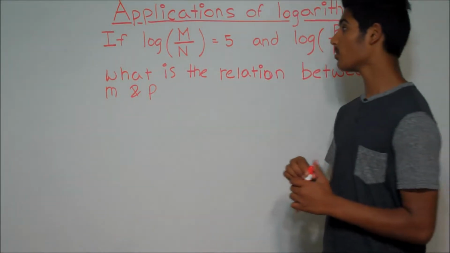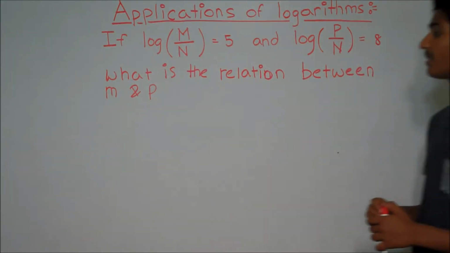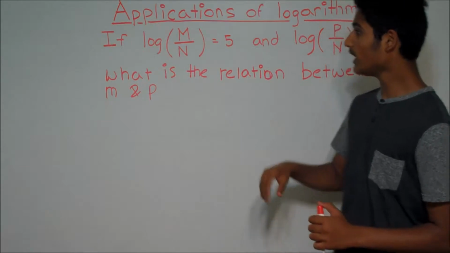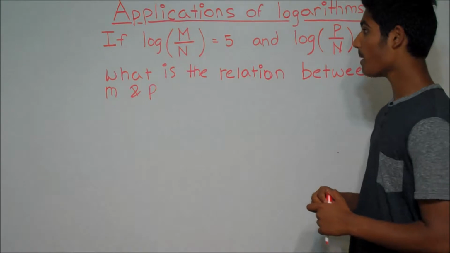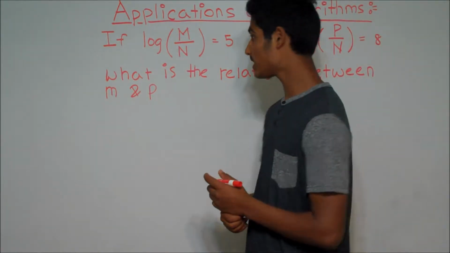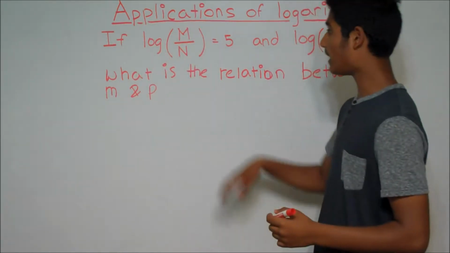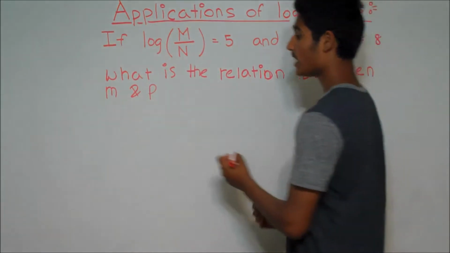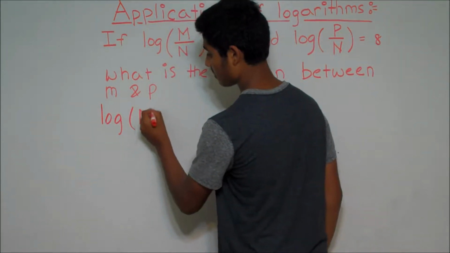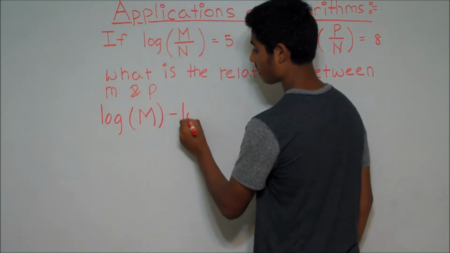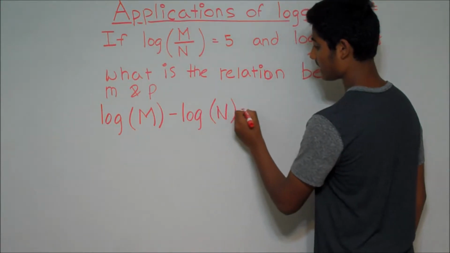So first what we have to do is get m by itself and p by itself in each of their respective equations. So here we can see we have log of m over n. If we remember, one of our logarithmic properties says that if you have one log and inside the log you have a value divided by another value, this is the same as log of the first value minus log of the second value. So log m minus log n is equal to 5.